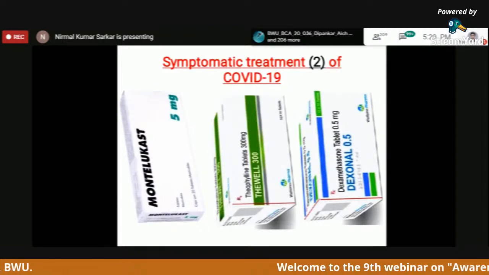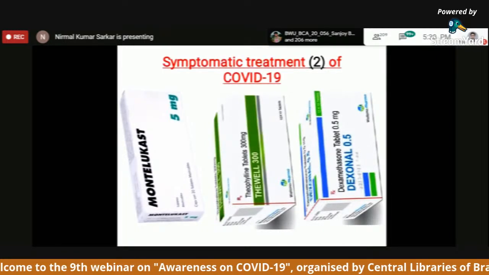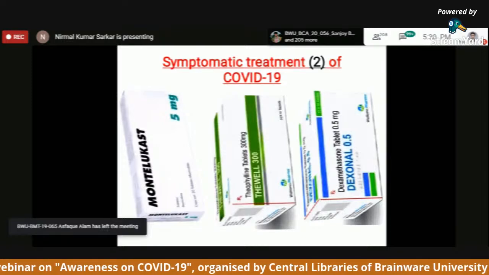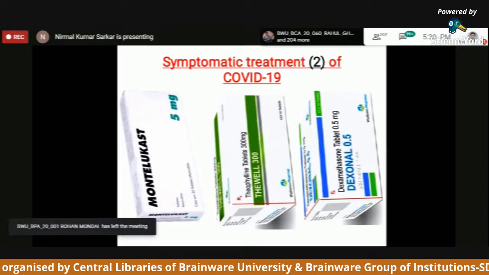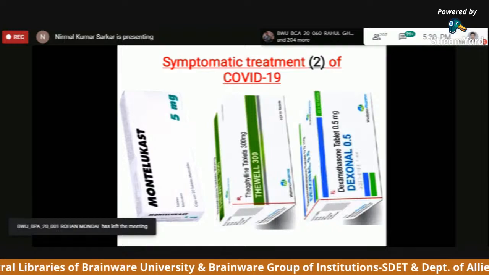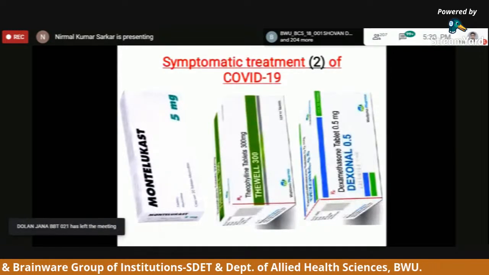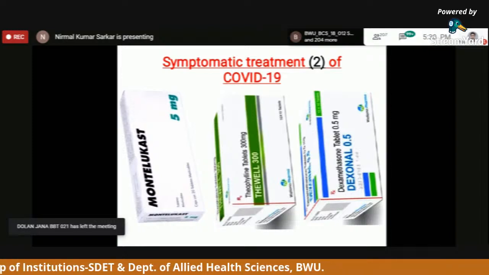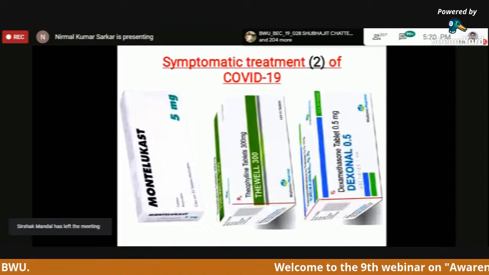Another drug, dexamethasone, here it is commonly known as Decadron. A few months back, Oxford medical researchers have reported that dexamethasone also alleviates, also removes shortness of breath in COVID-19 patients. It is a synthetic corticosteroid.